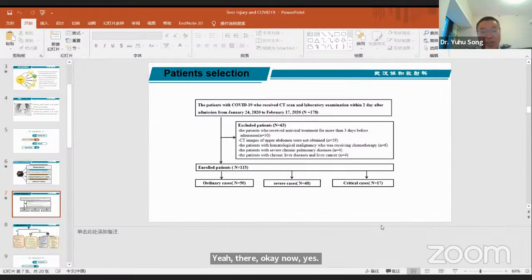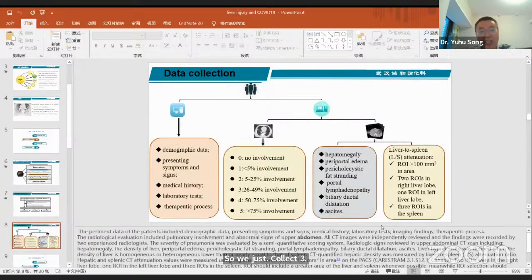We use the ordinary case, severe case, and critical case, because the minor cases don't have pneumonia. So we just collect the ordinary, severe, and critical cases. For data collection, we collect the clinical profiles, demographic data, presenting symptoms and signs, medical histories, laboratory tests, and therapeutic process. Importantly, we collect the CT images.